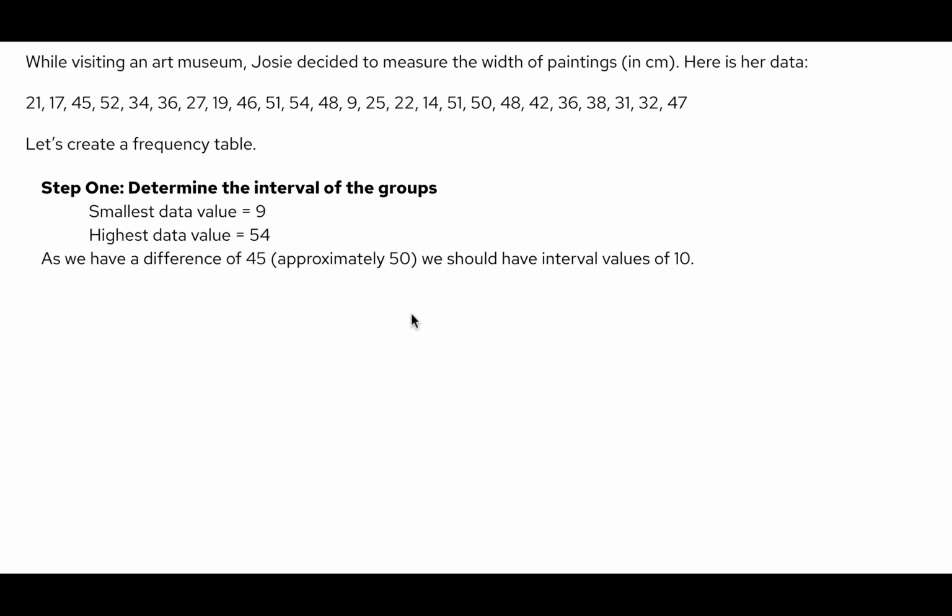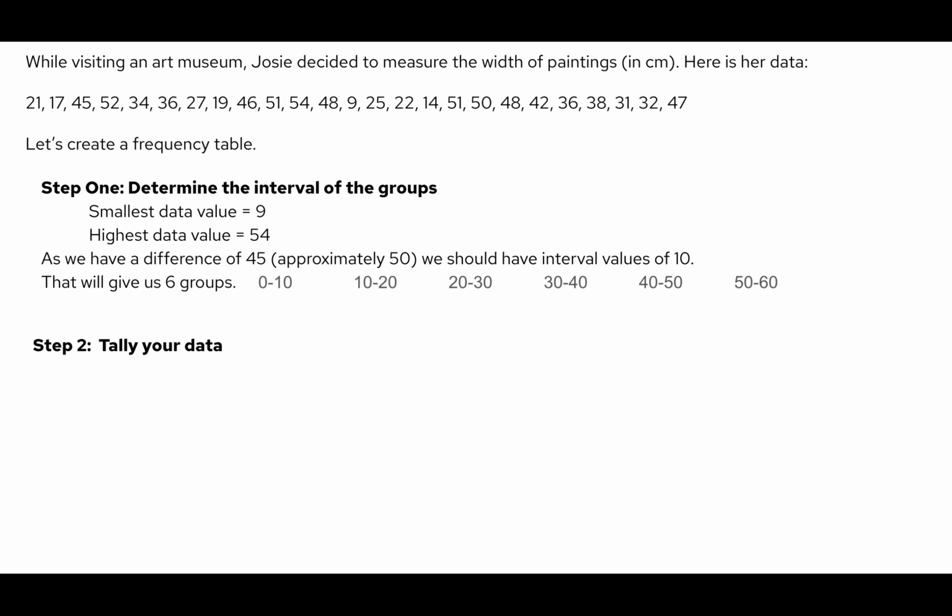So we're going to do intervals of 10 because counting by tens is easy: 10, 20, 30, 40, 50. That will give us 6 groups because we can have a group of 0 to 10, 10 to 20, 20 to 30, 30 to 40, 40 to 50, and 50 to 60.